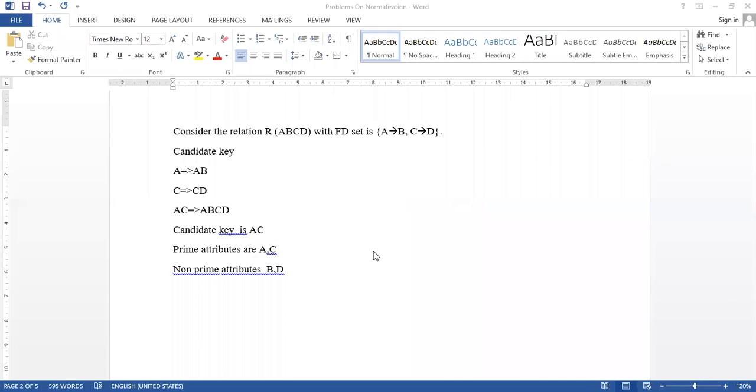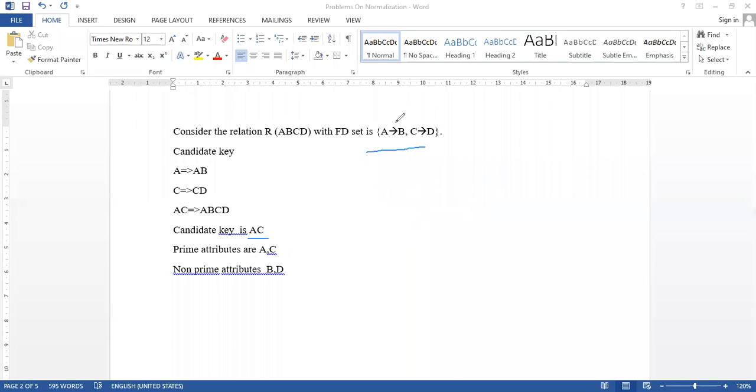So now convert it into BCNF. What is the definition of BCNF? In BCNF, every determinant must be a candidate key. Now see here. What is the candidate key here? AC is the candidate key.